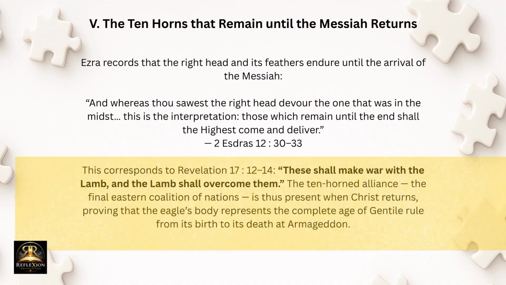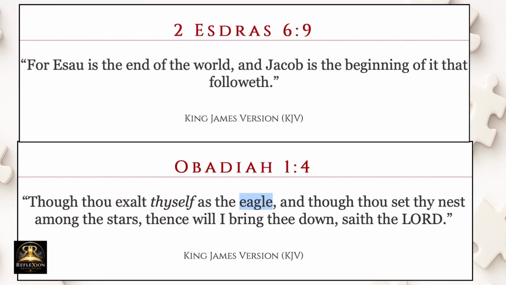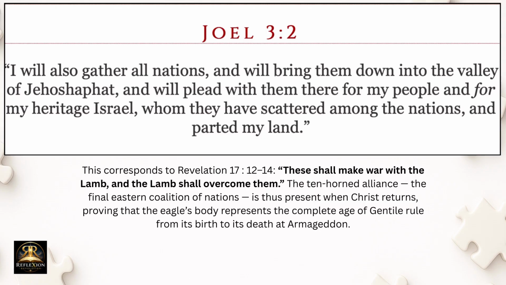Then more importantly, this corresponds with Revelation 17:12-14. These shall make war with the Lamb, and the Lamb shall overcome them, when it's talking about the 10-horned alliance and the final Eastern coalitions, obviously linking up with the beast, of course, and all the other nations that have now joined that order, so to speak, or submitted to it. In this whole situation, obviously Christ returns, proving that the eagle's body represents the complete age of the Gentile rules, of course. So all of this isn't just about, oh yeah, good and evil and stuff. Genuinely speaking, there's some serious stuff about the nations going on here. Yahushua is coming to judge the nations.